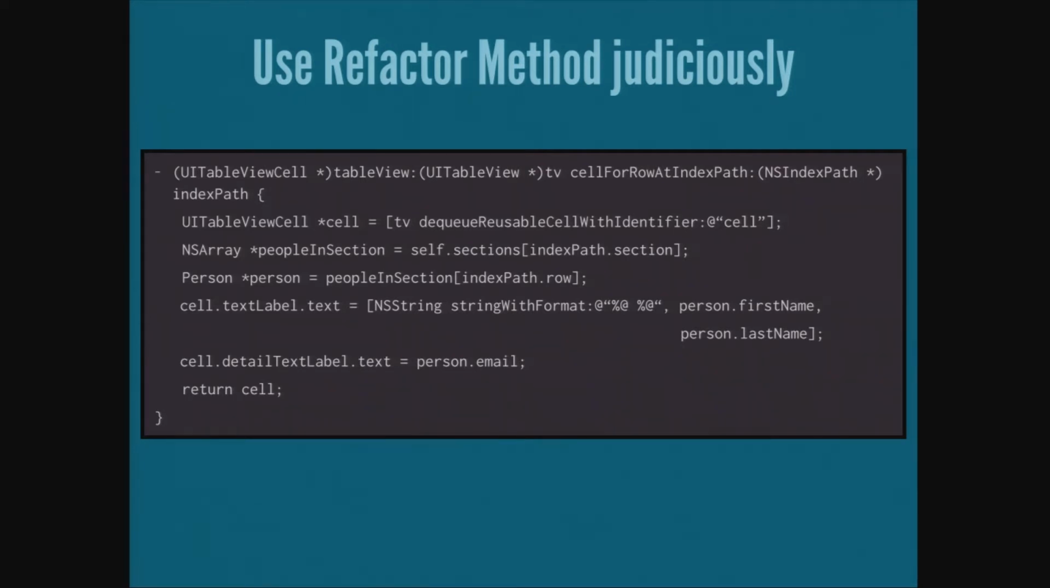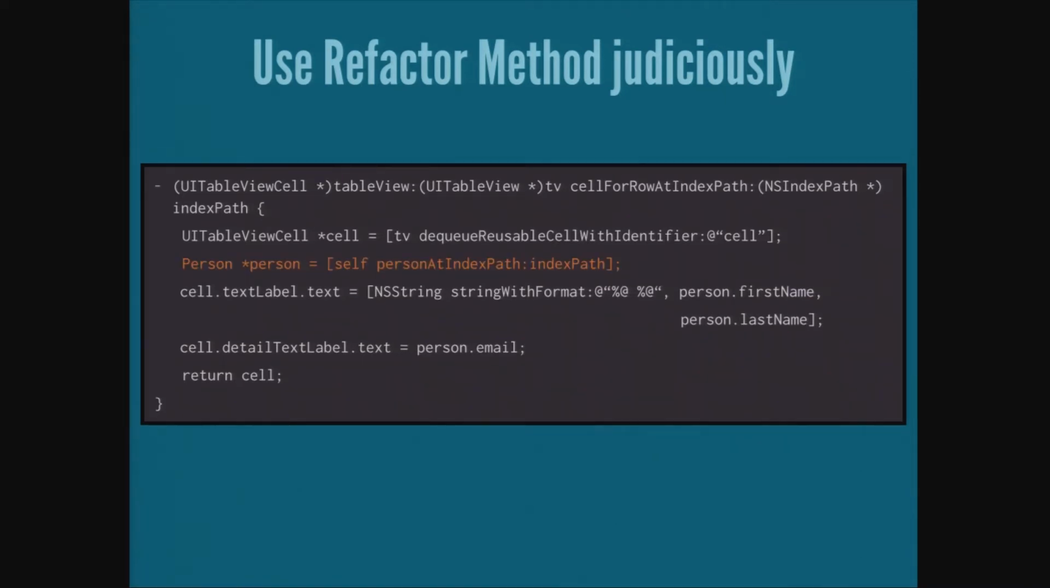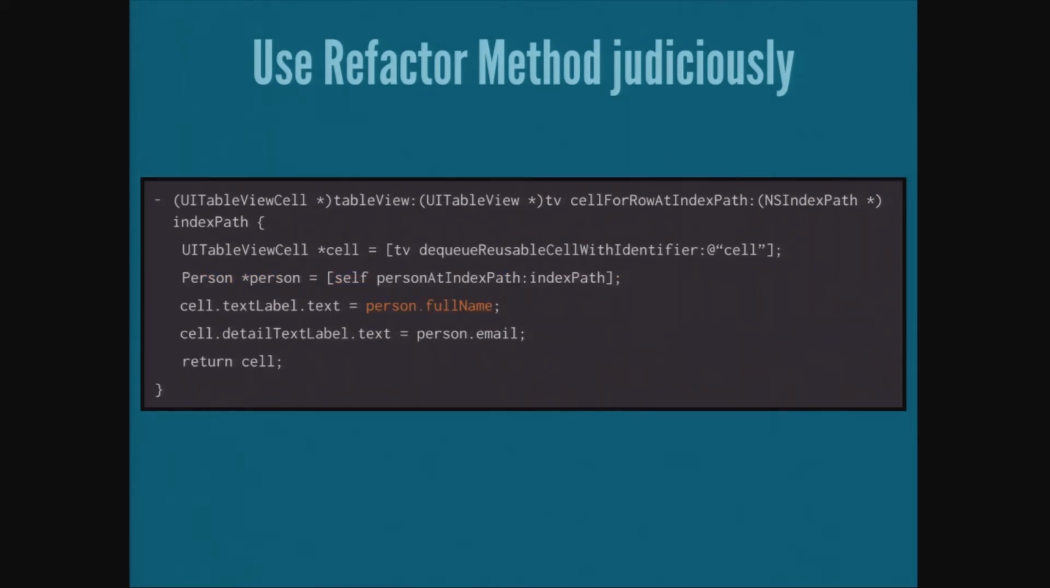So I'm going to use refactor method or extract method and clean this up a bit. So the first thing I'm going to do is give myself a facility for returning a person at an index path, right? That's a separate concern. Like the data structures I have laid out, it doesn't matter. At this level, I'm only concerned with getting the particular person for this index path. The next step is to concatenate that person's first name and last name. And you know what? I can just put that on the model. Make a read-only property called fullName, which does that thing, right? So I've cleaned that up considerably.